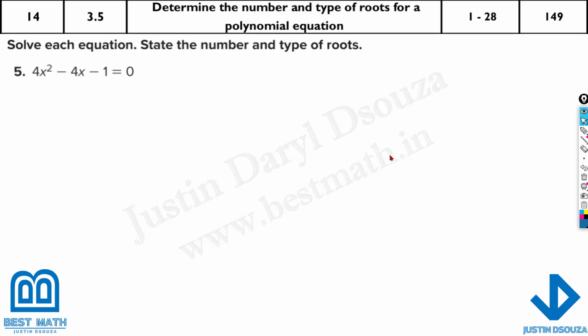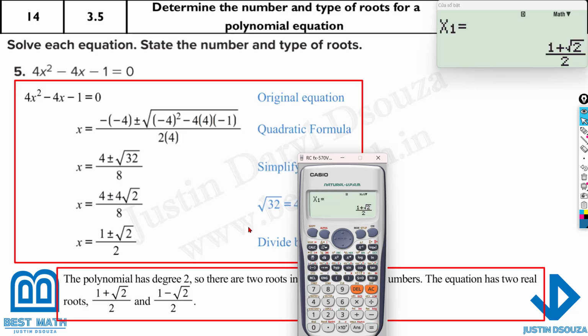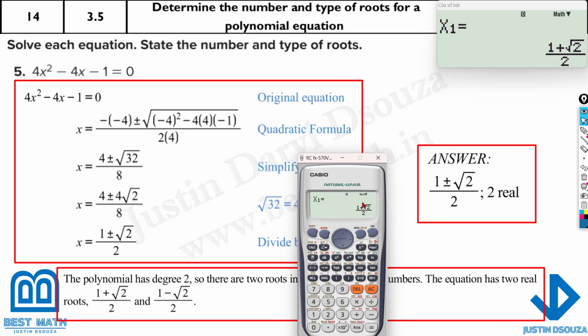Similarly, we can solve all these. I'll directly start solving in the calculator now. It will be mode 5 and then we have option 3. It's 4, minus 4, and then minus 1. And here we go. The answer is just 2 solutions and they're real solutions. Let's look into the solutions. You can see it's plus, and then it is minus. So it's plus and minus and 2 real.